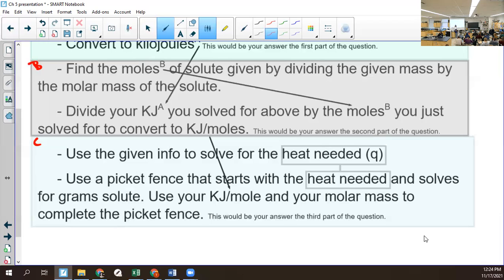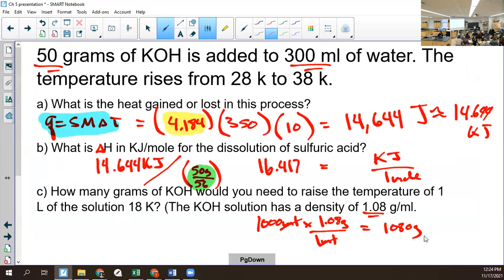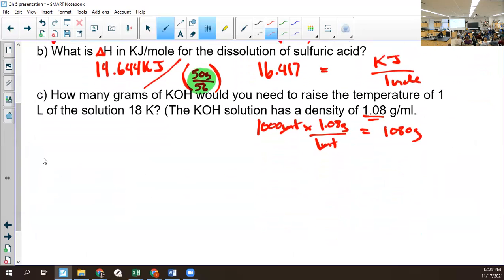Okay. So let's do this each part. Use the given info to solve for the heat needed. So go back to your problem. We use the given info to solve for the heat needed. So we have in part C again, Q equals S M delta T. With me? Yes.